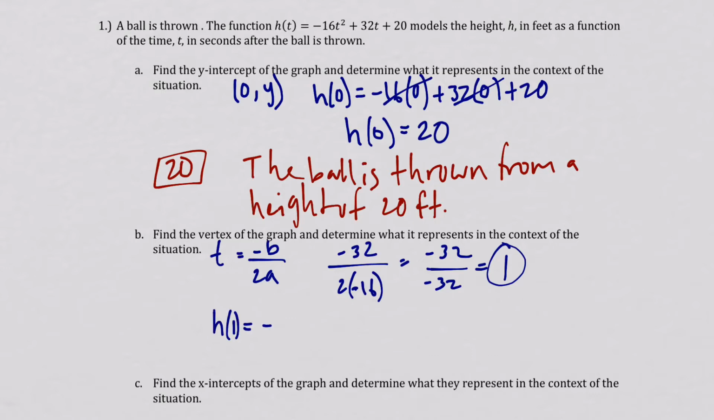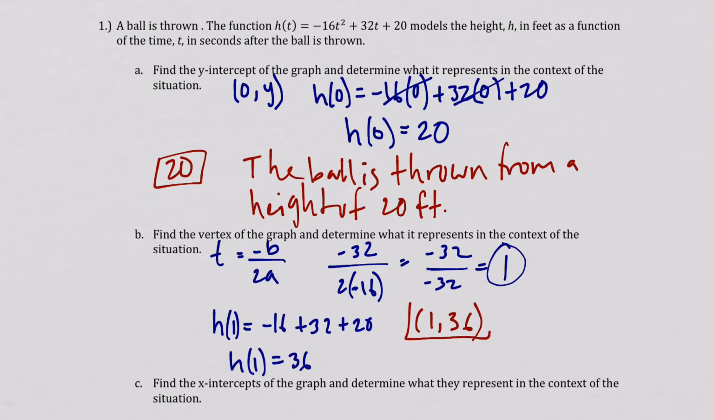h of 1 is negative 16 t squared, and I'm plugging in 1 right here. 1 squared is 1, and 1 times negative 16 is just negative 16. Plus 32 times 1, which is just 32, plus 20. Negative 16 plus 32 is 16. 16 plus 20 is 36. So h of 1 is 36. So the vertex is (1, 36).